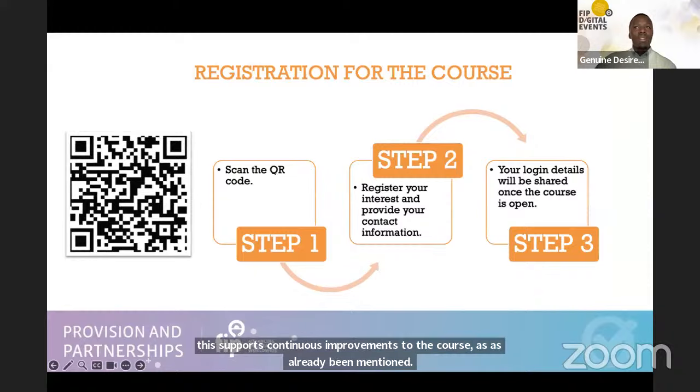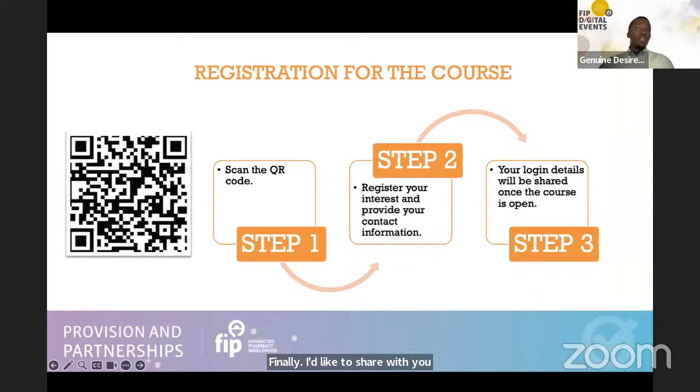Finally, I'd like to share with you how to register your interest for the course, and I can assure you that it's simple, and here's how to go about it. First, begin by scanning the QR code on the left side of your screen, and this QR code will take you to the registration page on the FIP website. Once you're there, you fill the registration form and click the submit button at the bottom of the page.